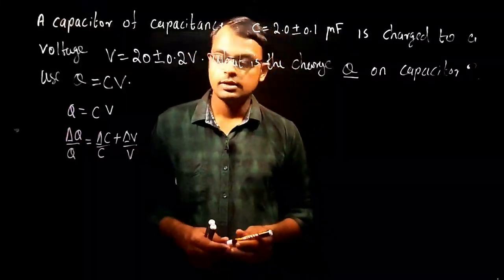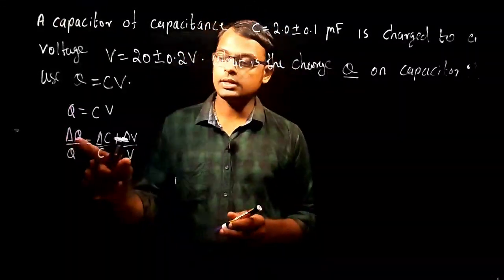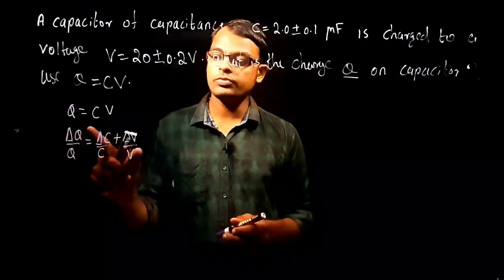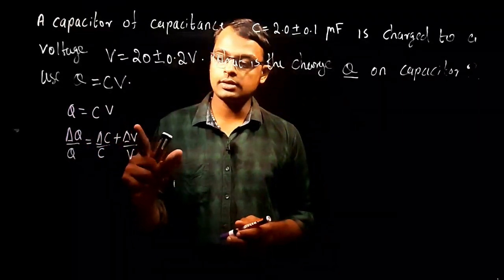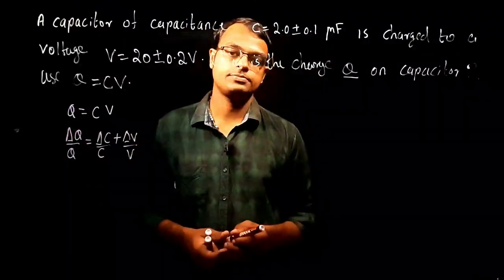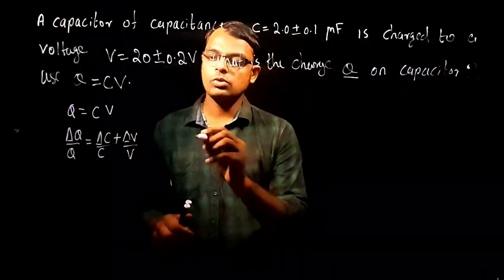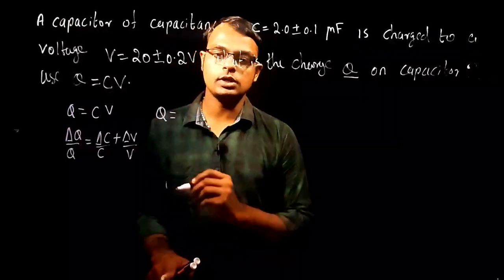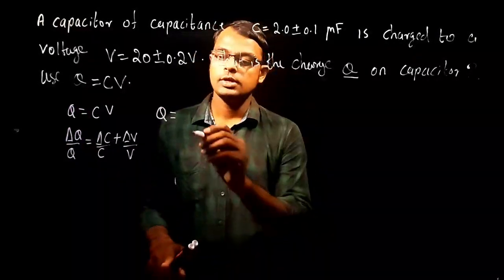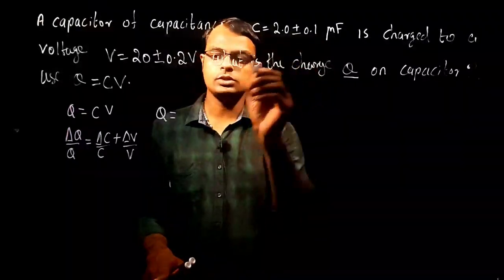The relative error in the final value is the sum of the relative error of the capacitance and the relative error of the voltage. So first of all, we will calculate what Q is equal to. What is the total charge Q? Total charge Q is equal to C into V.